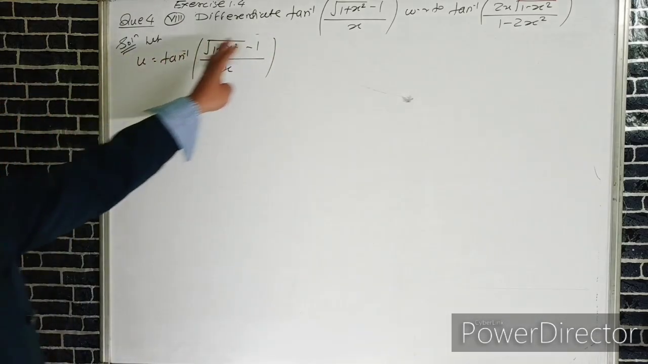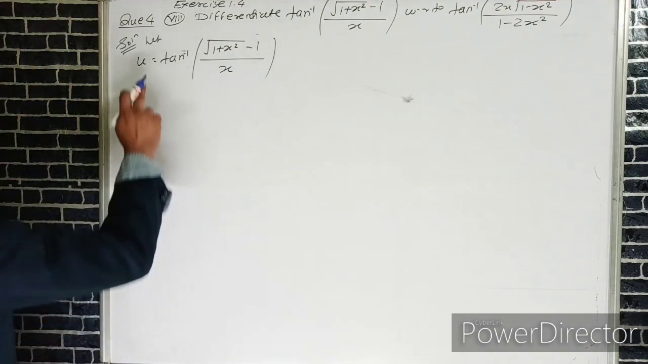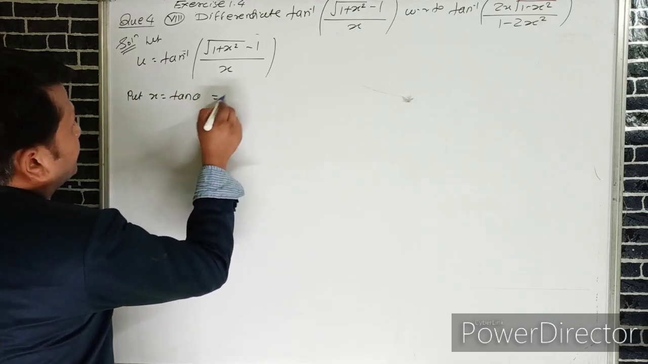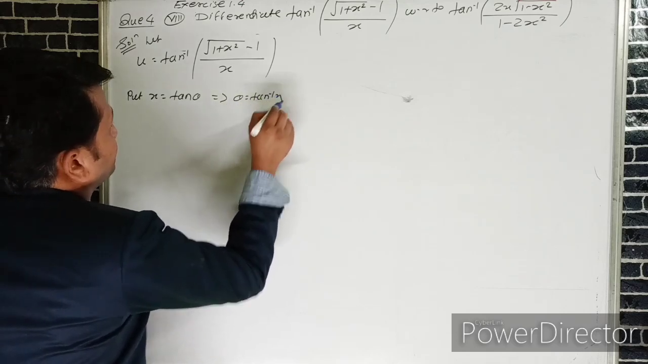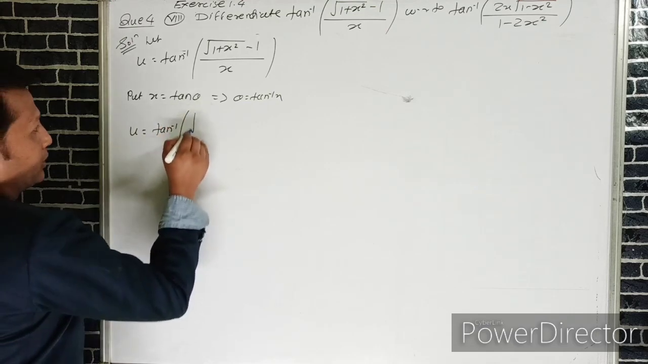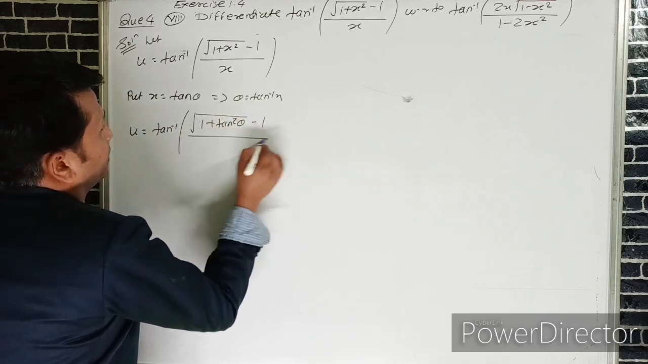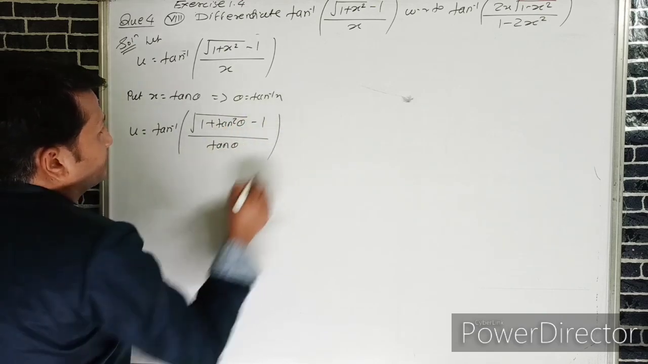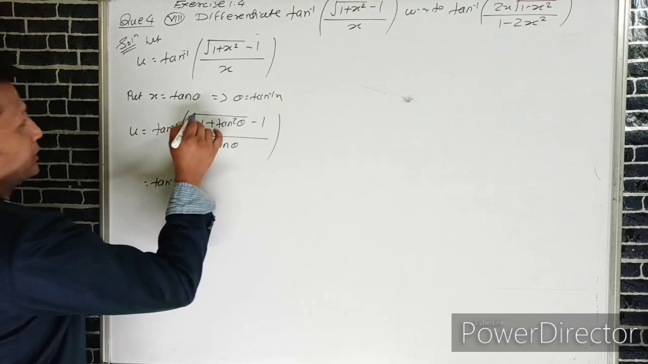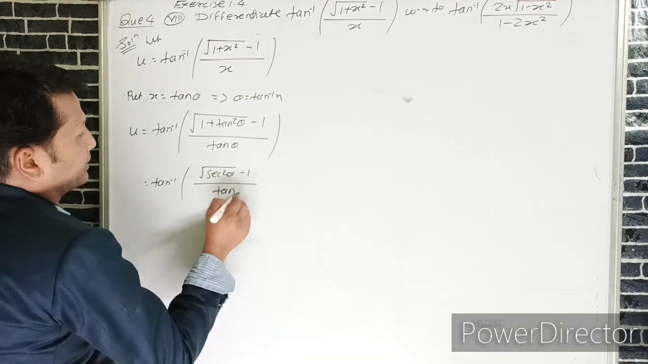First we solve the first function, and if we take the derivative du by dx, now if we put x is equals to tan theta, then we can write theta is equals to tan inverse x. Now again we can write u is equals to tan inverse of (under root of 1 plus tan square theta minus 1) upon tan theta. Similarly, under root of 1 plus tan square theta is under root of sec square theta, minus 1 upon tan theta.